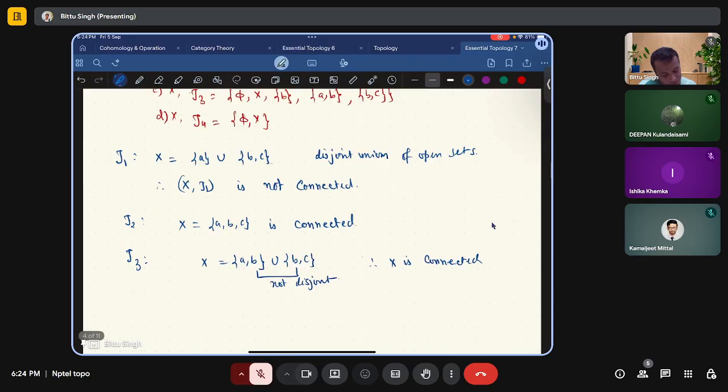And D is the indiscrete topology. D is also clear. There is no non-trivial partition. The only possible partition is empty union X. Though those are disjoint, their intersection is empty, but this union should be non-trivial. Empty union X is not allowed. So you need to break X into two non-trivial disjoint open sets. Non-trivial is also important.